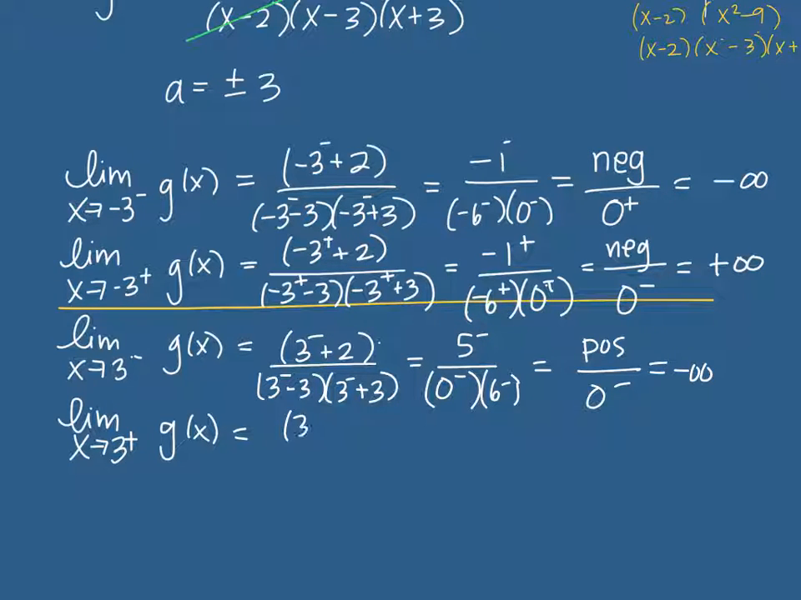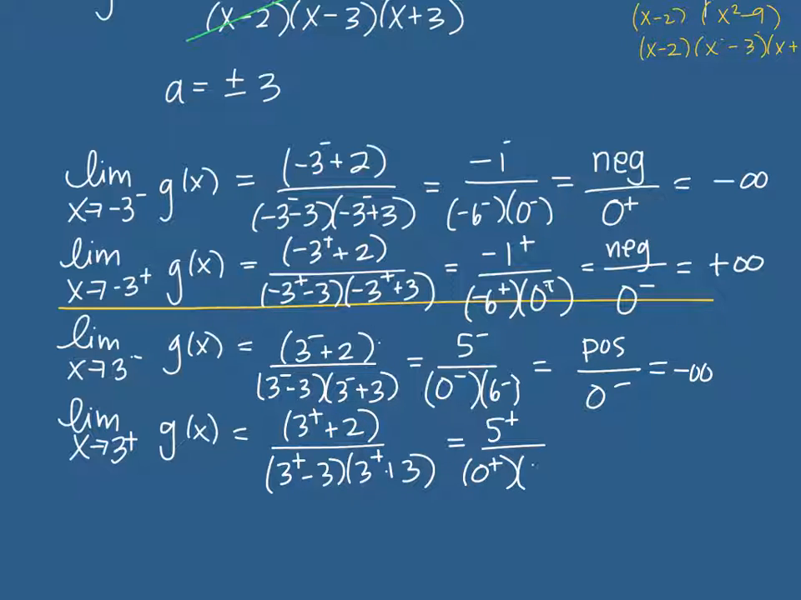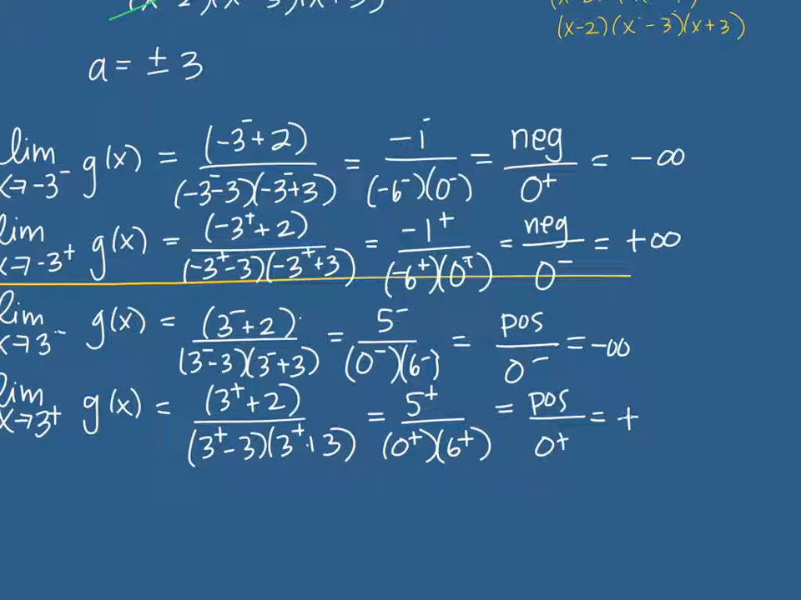And then our last one, 3 plus plus 2, 3 plus minus 3, 3 plus plus 3. So we're looking at 5 plus over 0 plus and 6 plus. So everything is positive, and so positive infinity. And that's the behavior of that asymptote. All right, so those are tougher to prove, or not tougher, just laborious to prove. So thankfully you don't have to do too many of those in your homework.